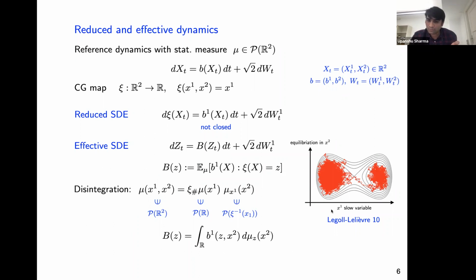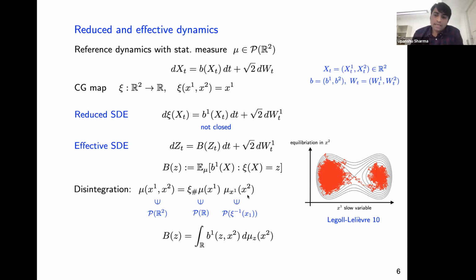So for each value of x1, you have a measure on the level set of the map, on the x2 variable. This average is essentially taking this coefficient b1, which has two coordinates in it, and averaging out the second coordinate with respect to this conditional measure. This is what you do. I hope this construction of this effective dynamics is clear, because it will be a player in this story. This is the kind of effective SDE you look at.